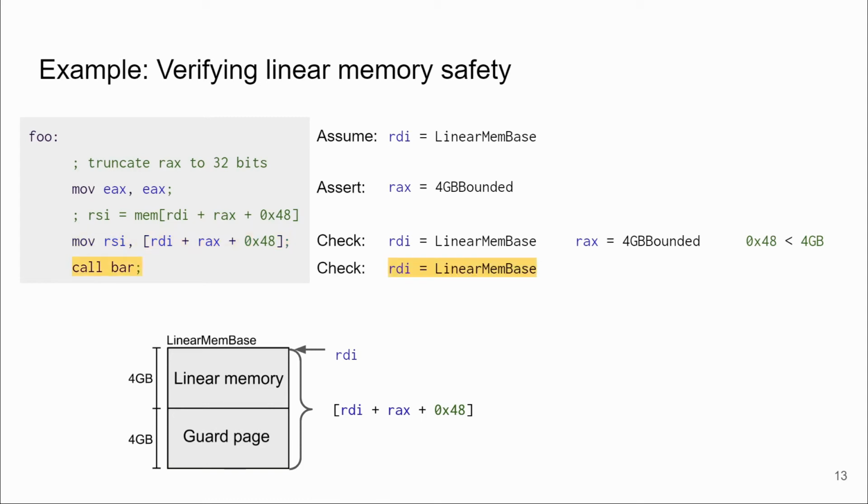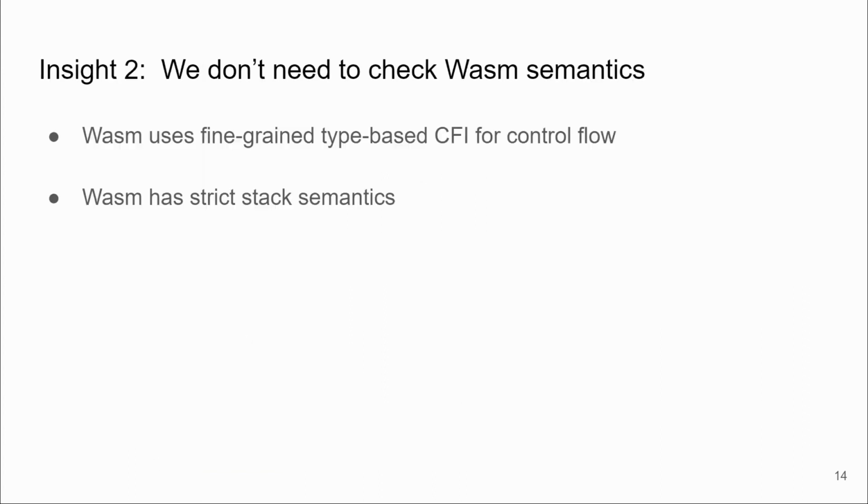The last instruction is a call to bar. We don't enter bar, we only check that RDI still points to linear memory. This ensures that our assumption of RDI being the linear memory base holds. While I don't have time to go into similar detail for the other analyses, I can maybe tell you about the insights that make them work.